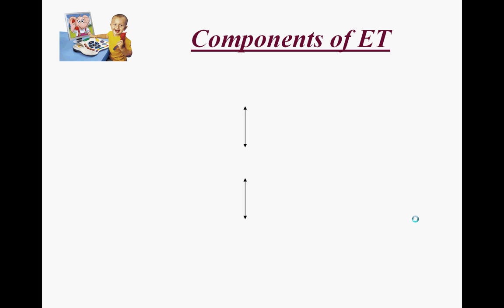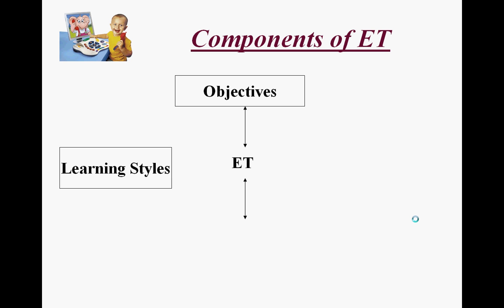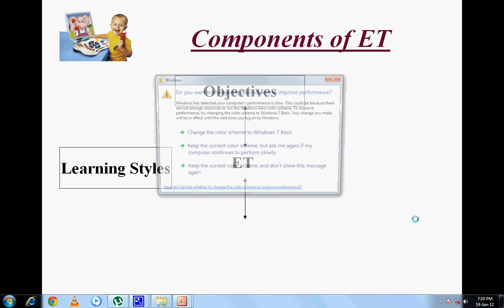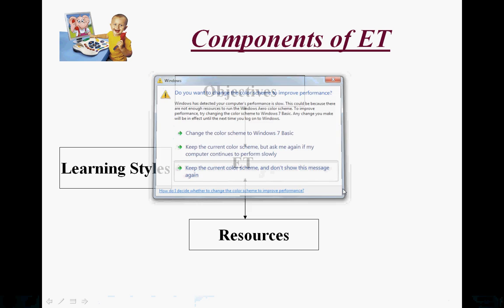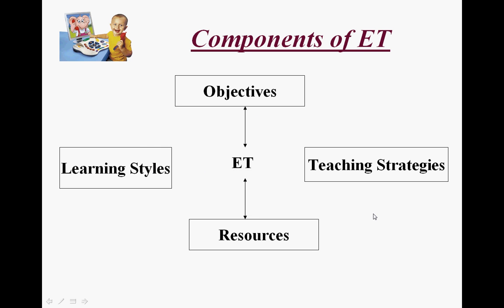What are the components of educational technology? The influential aspects of educational technology are objectives, learning styles of the learners, the resources that are useful, and the teaching strategies. These are not separate entities by themselves, but they are interdependent on each other, thus making ET a more holistic aspect.